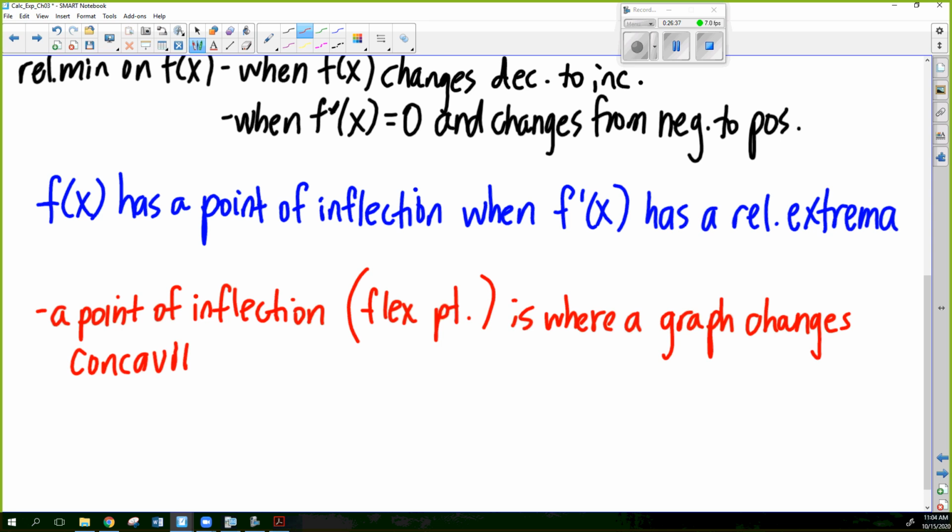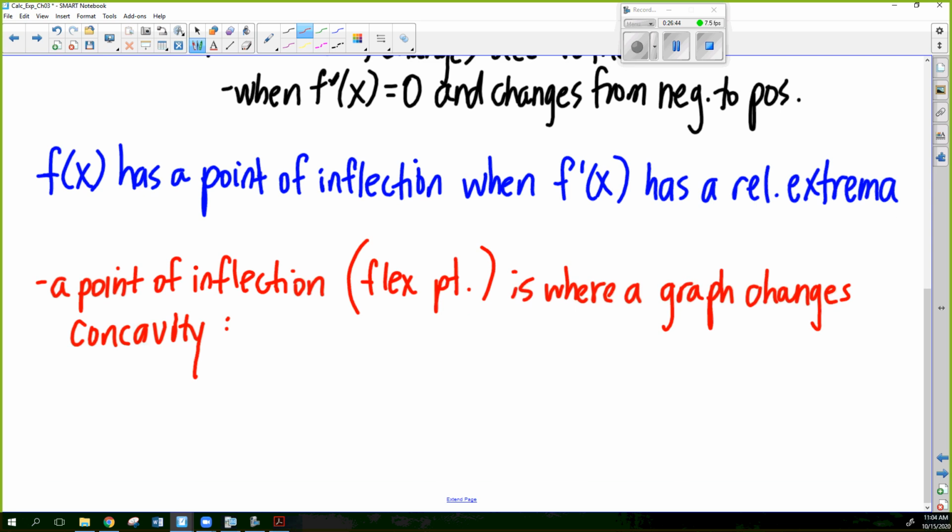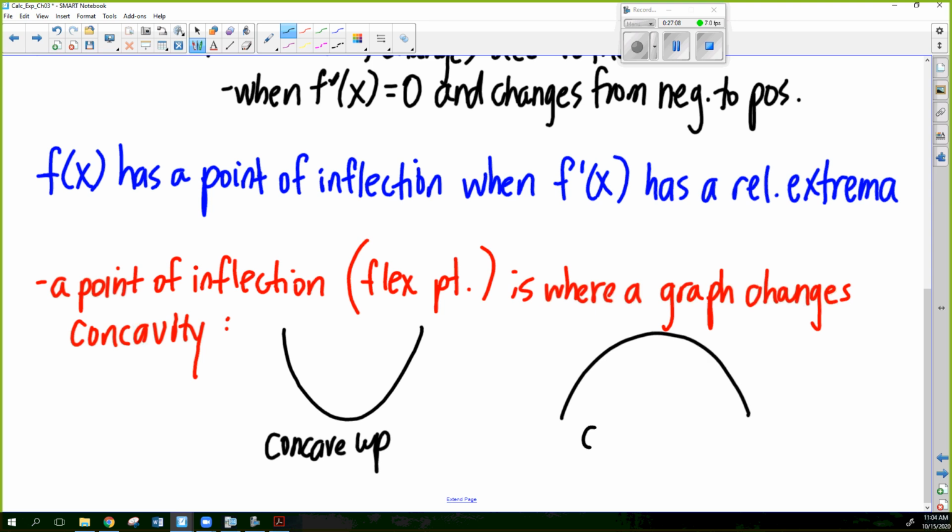Concavity is just curvature. There are two specific concavities that we're going to talk about in this course. I'm going to use parabolas to describe them, but that doesn't mean the graph is always a parabola. It kind of has this upward motion, a U motion, if it's concave up. And then it kind of has a downward motion. We would call that concave down.